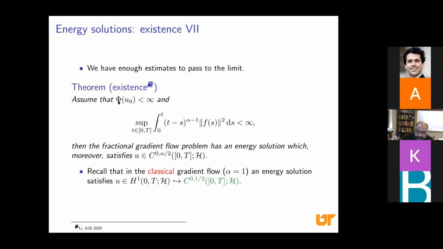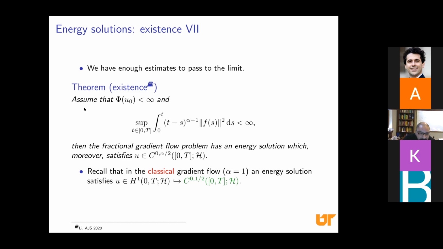And assuming, again, that you start with something that has finite energy, and some condition on the right-hand side, then this fractional gradient flow problem has a unique energy solution. We already showed uniqueness. And on top of that, as a consequence of the way that we prove things, we can also show that this energy solution turns out to be also Hölder of order alpha over 2. And yeah, this is the first big result that we have with Wenbo in this direction.